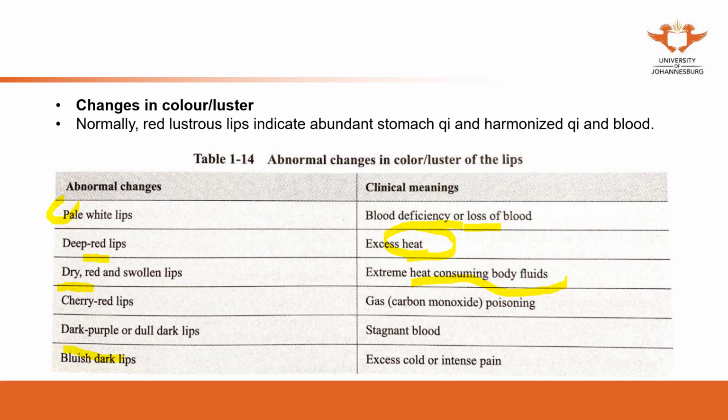The dark purple, stagnant blood. You see all these descriptions. That's according to the characteristics of the different colors in the basic theories, according to the characteristics of different etiologies, the pathological factors we have discussed in the basic theories. So for this information, we're not going to explain in detail now.